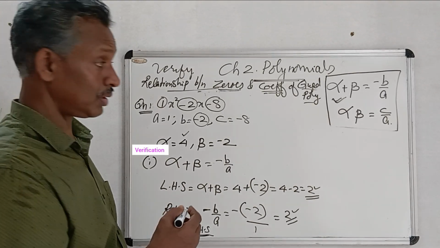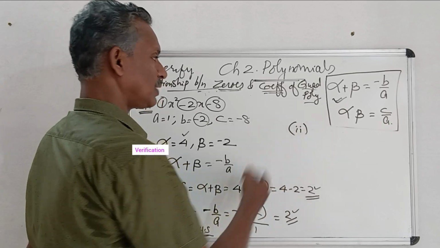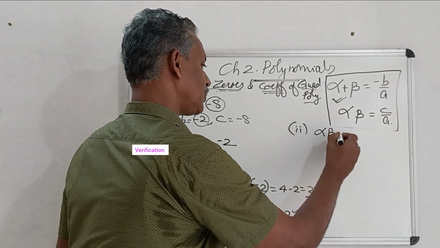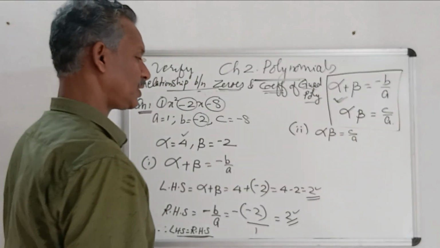This is not really enough. We have to verify the second relation as well. What is the second relation? Alpha beta is equal to C by A. This relation also we have to verify.